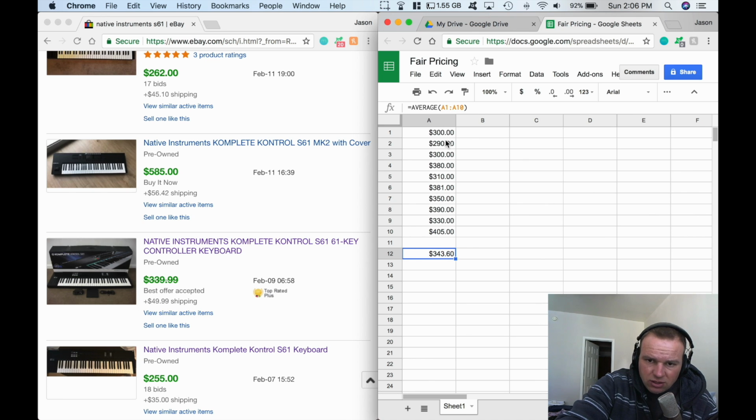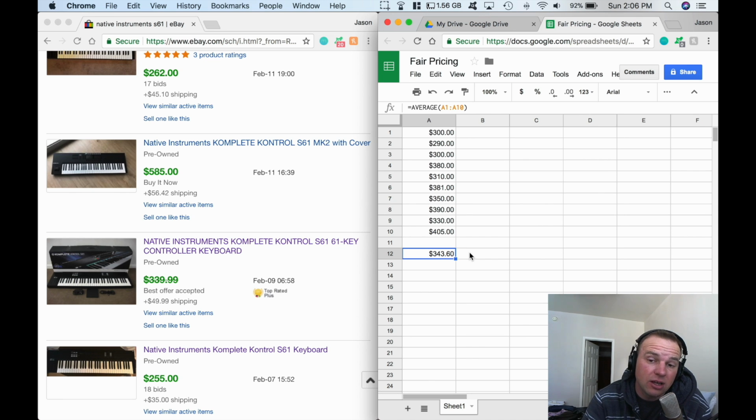And you can see the range. It looks like the cheapest one was $290 and the most expensive one was $405. So anywhere in this range, with this as the target, would be okay. All right, so I knew I had to get something around that cost.